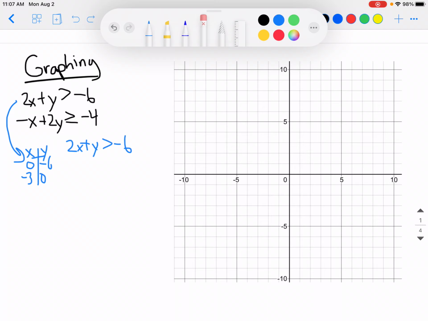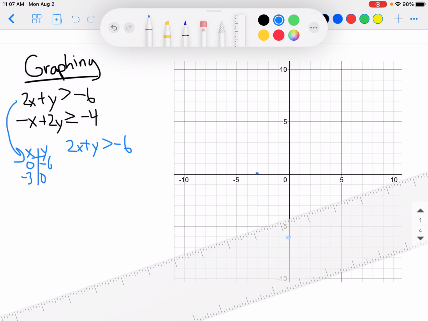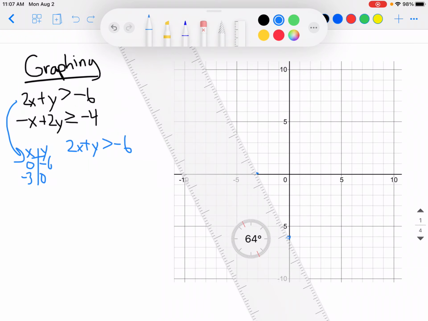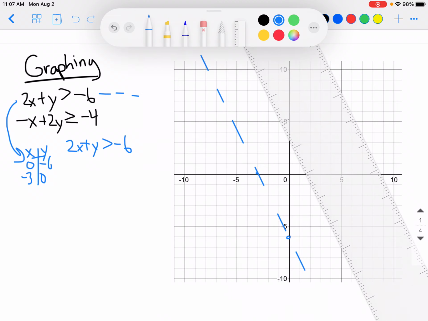So what I can now do is plot the points at 0, negative 6 right there. And negative 3, 0 there. I'm going to use my ruler to line it up so I can get a good straight line here. Like that. Perfect. And now my inequality is just greater than, so that means it's going to be dashed. So I will dash my line like that. All right. Cool. And we took care of one of them.